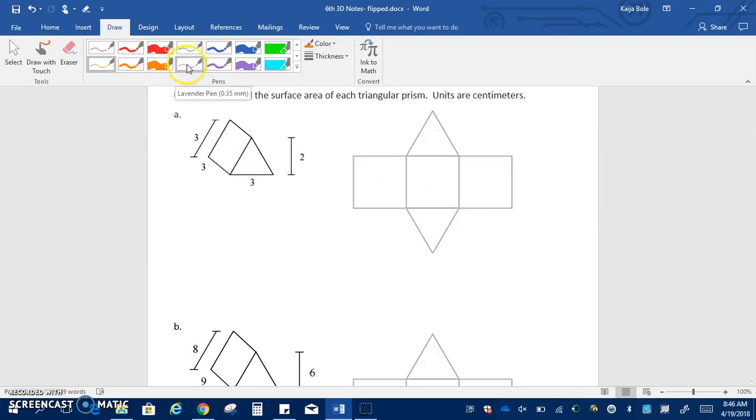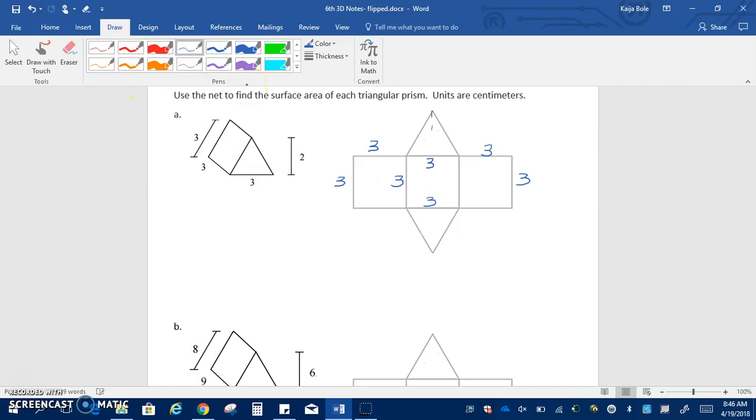So first we need to put in our measurements that they gave us. So we know that our length across the bottom here is 3 for our triangle. So that's a 3, as well as our height. So all these squares here are going to be 3s. Over here, and over here, and one down here. So the only different thing is our height is 2.